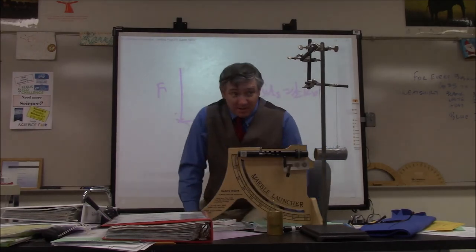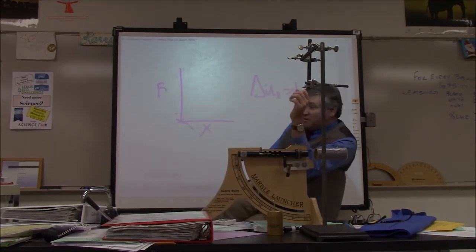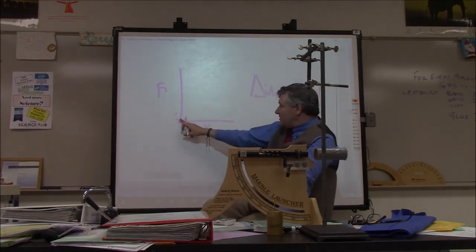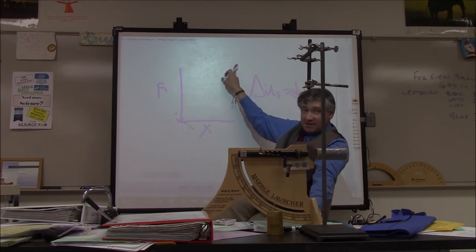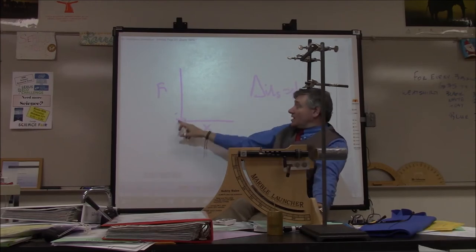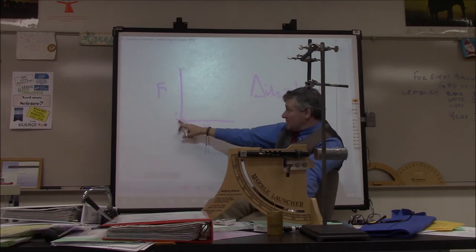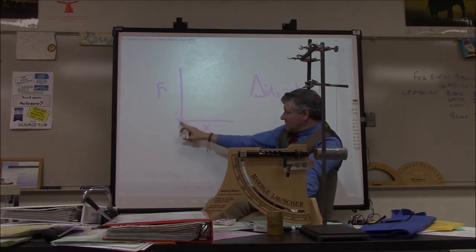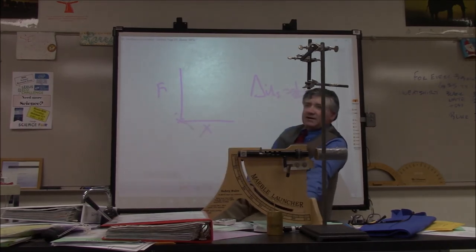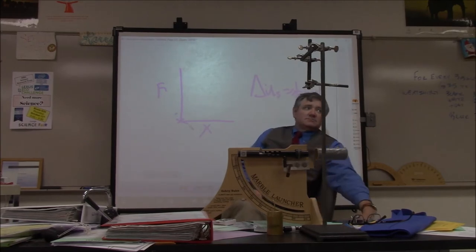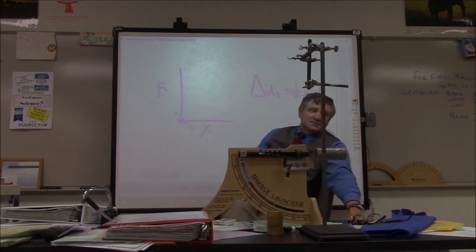Right? So here's the question. You have four options. It could be linear going up like this. It could be a quadratic going up like this. It could be a linear going down like this, or it could be a quadratic going down like this. You have four options. Felix. Linear going up.